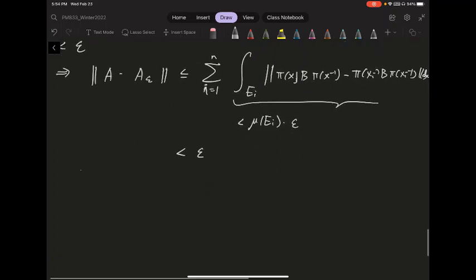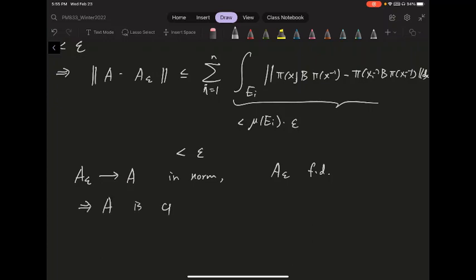But in any case, we have that A_epsilon is converging to A in norm. Okay, so in norm. And each of these A_epsilon is finite dimensional, or finite rank. So by definition, your A is going to be compact. Okay, so that's how you get the compact operator A.